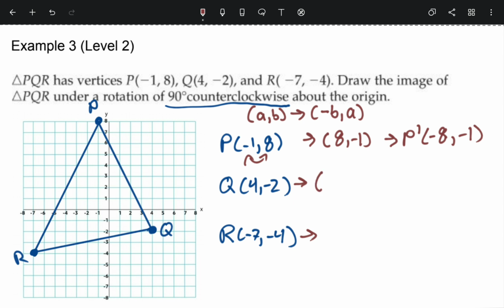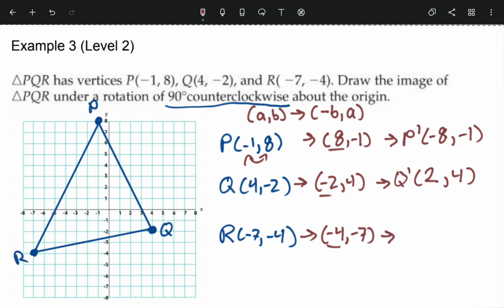For Q, switch the order, we get -2, 4. Change the sign of the first one. So -2 becomes a +2. Keep the sign on the second one. Now for R, switch the order, we get -4, -7. Change the sign of the first coordinate. The image of R is at +4, -7.